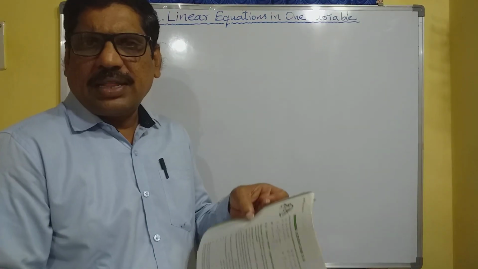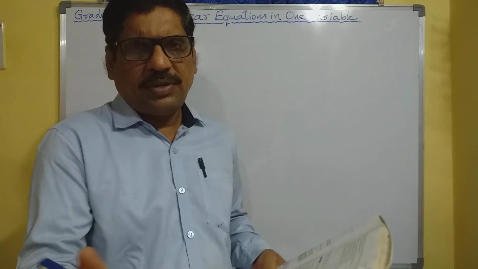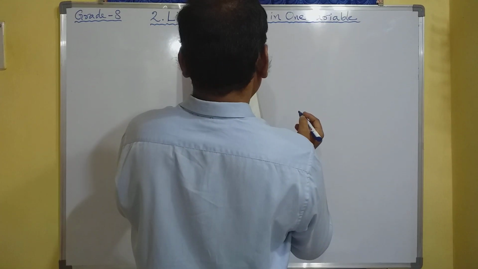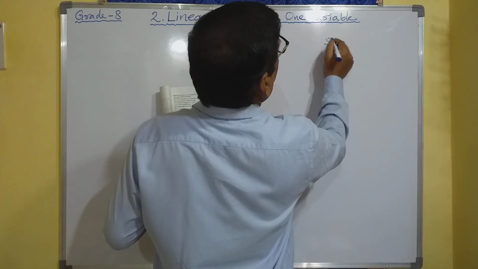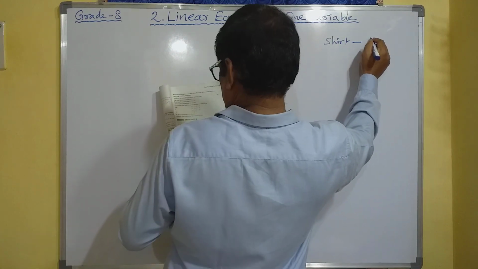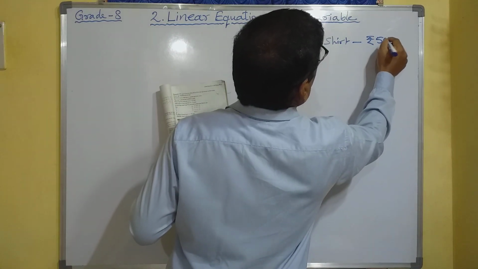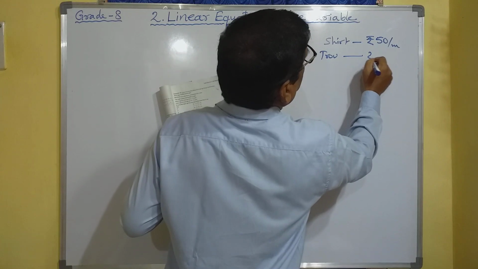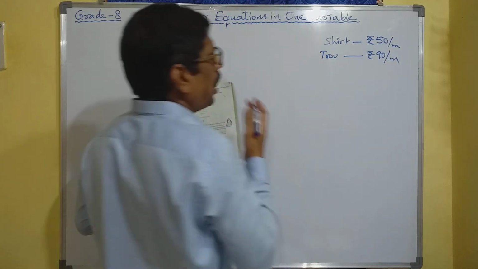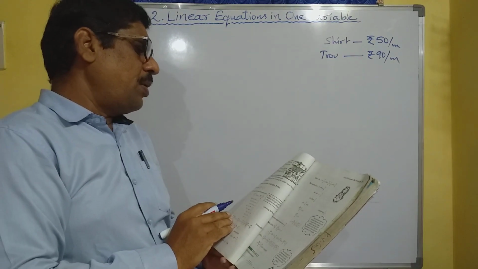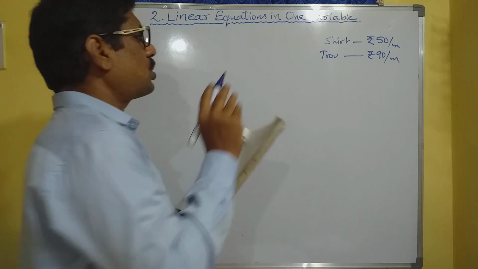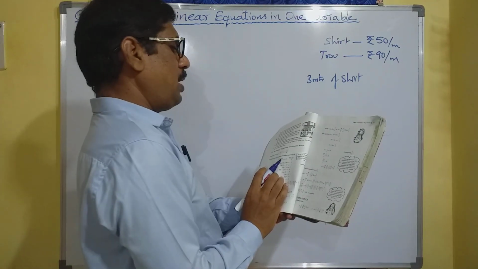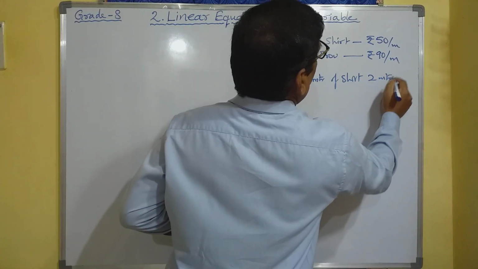So let us gather the information from the problem. Then it is easy for us to solve the problem. The cost of shirt material is 50 rupees per meter, and trousers cost is 90 rupees per meter. Also he has given, for every 3 meters of shirt cloth, he buys 2 meters of trousers cloth.